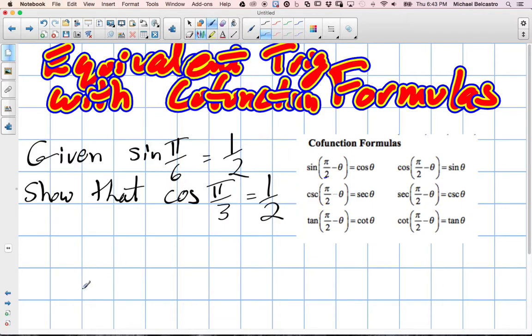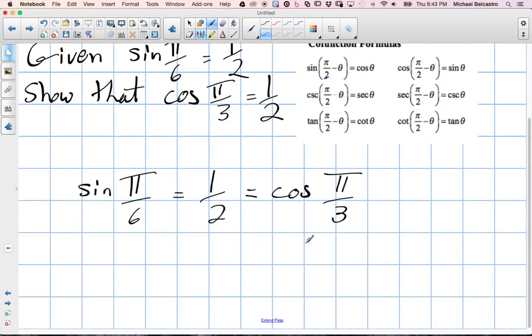Let's say that sine pi over 6 is equal to 1 half, which is equal to cos pi over 3. Okay, so all three of these things are equal. And what that means is the things on the farthest outsides too, they are equal too. We really don't need this value in the middle.